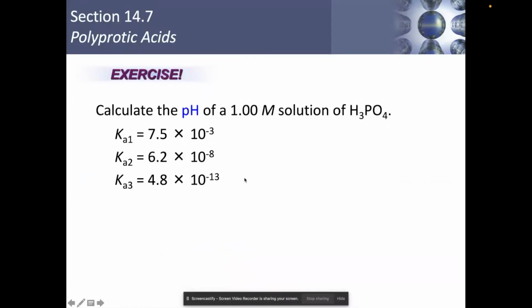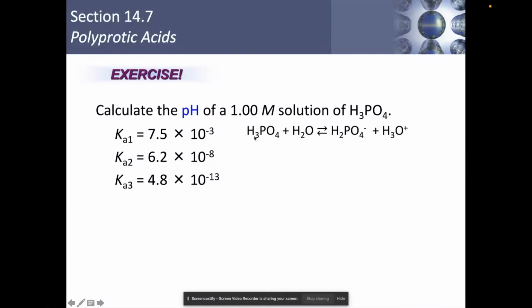So here's a good example, right? We have a question that asks us to find the pH of a 1 molar solution of phosphoric acid, and because it's a polyprotic, or in this case, triprotic acid, because there are three, we've got all three Ka values here. And you can see that there's a very large drop off as we go from 1 to 2. And then not such a big drop off between 2 and 3 here, but that very first one's a huge drop.